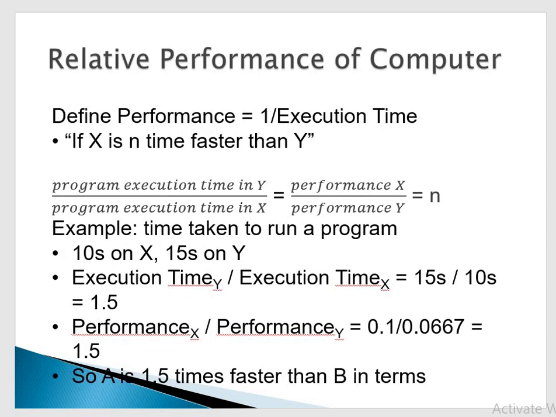So now how can we find out the relative performance of a computer? As we have already discussed in the previous slide, what is performance? Performance is nothing but throughput. So performance can be defined as 1 upon execution time. What is the execution time? It is the time taken by a computer to complete one task. And what is the performance? The performance is the number of tasks handled per unit time. That is why the performance or throughput is 1 upon execution time.